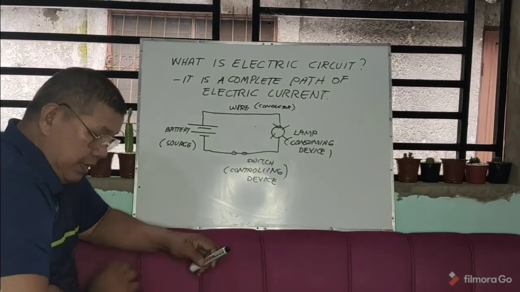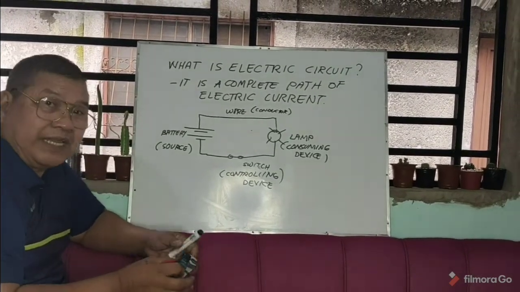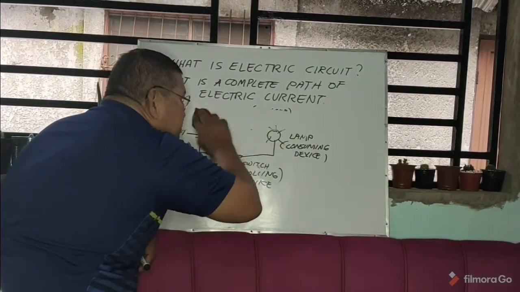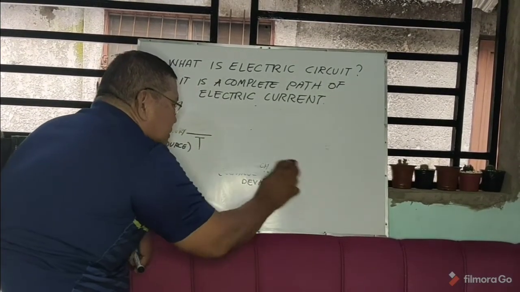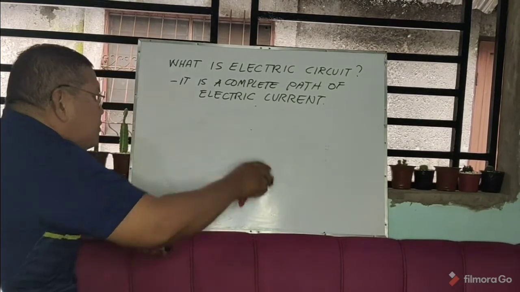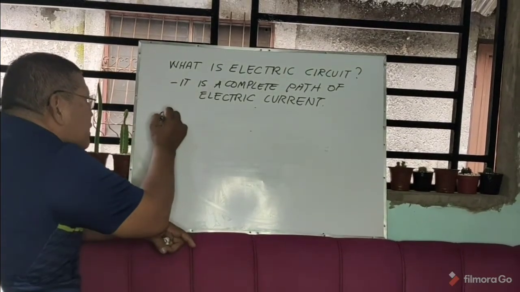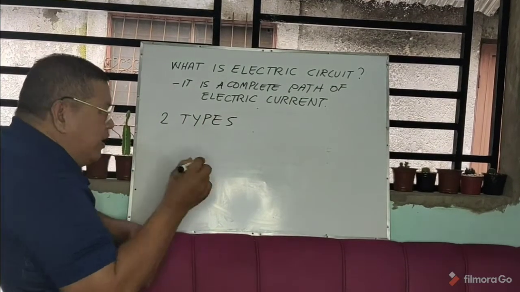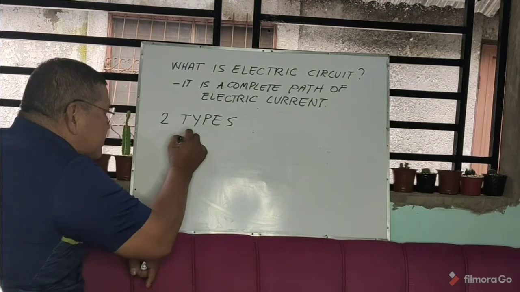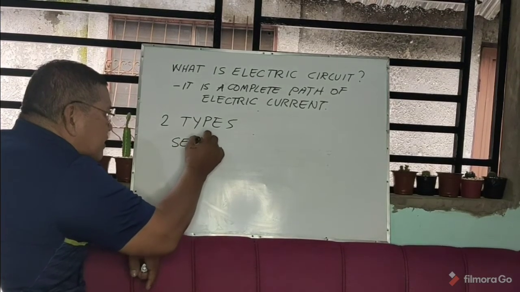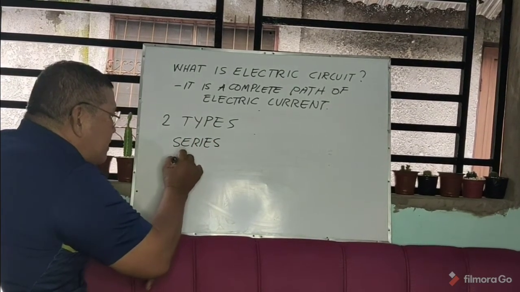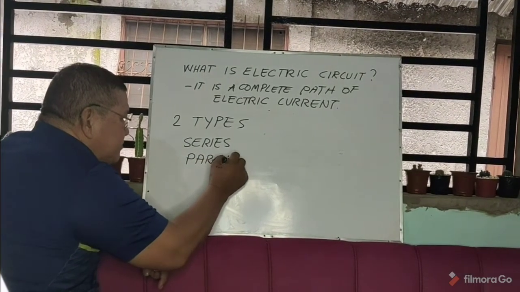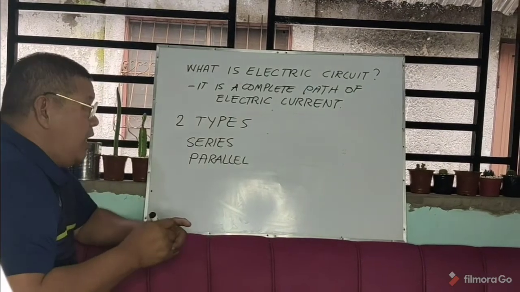Now, there are two types of circuit. Okay? So I'm going to erase this one. There are two types of circuit, and we call them series circuit and parallel circuit. Okay, now, what is the series circuit?